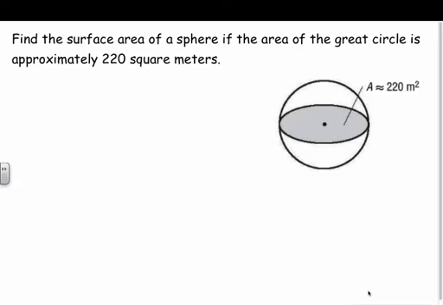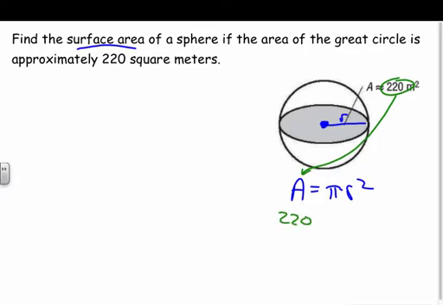And last one, dealing with our surface area. Find the surface area of a sphere if the area of the great circle is approximately 220. Well, same type of thing here. The radius of the great circle is also the radius of the sphere. And I know area of a circle is pi r squared. So let's plug in our 220 for A, for our area. So I could solve for r here, couldn't I? I could take 220 and divide it by pi, because we want to solve for r.